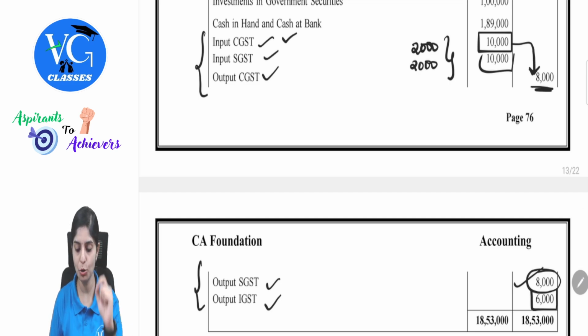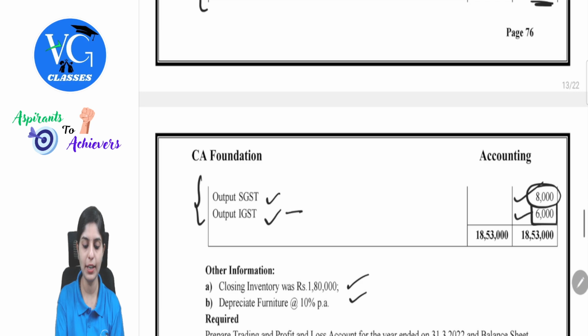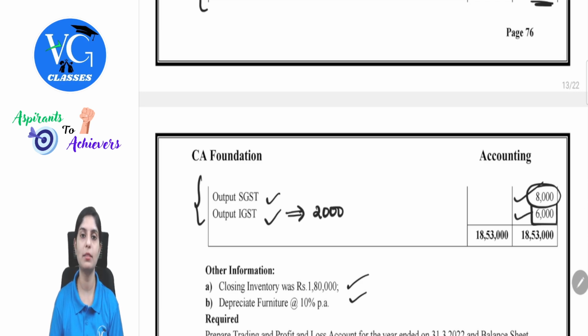I will utilize that to pay my 6,000. So ultimately, if I net off all of them, I will just be left with how much? 2,000 as my output IGST. So this output IGST represents your liability, and it will be reflected in your balance sheet. I hope all of you understood the treatment.